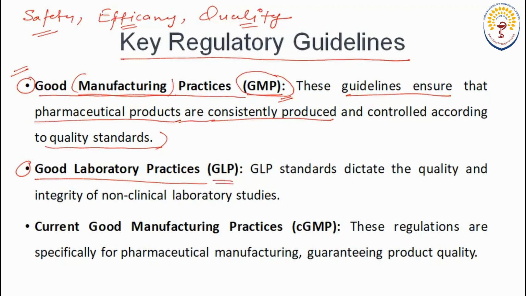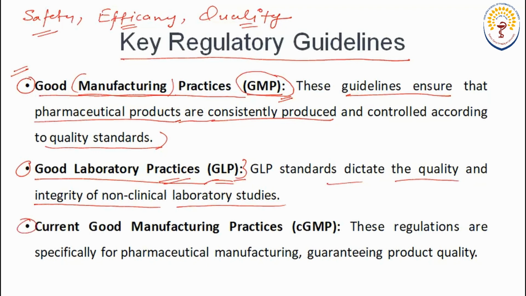GLP means good laboratory practices. GLP says that whatever you are doing in the laboratory, whenever you are working in the pharmaceutical laboratory, the laboratory associated with pharmaceuticals, you have to follow these guidelines. In our lab, basically the major work is to test the products. So we have to do this testing under the guidelines which ensure that our laboratory workings are correct. So this is the GLP.